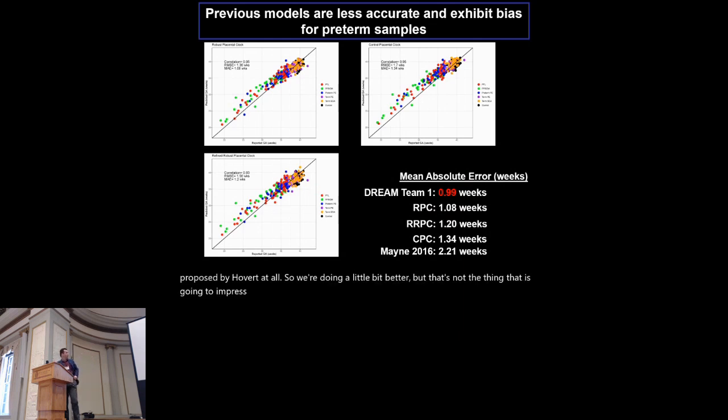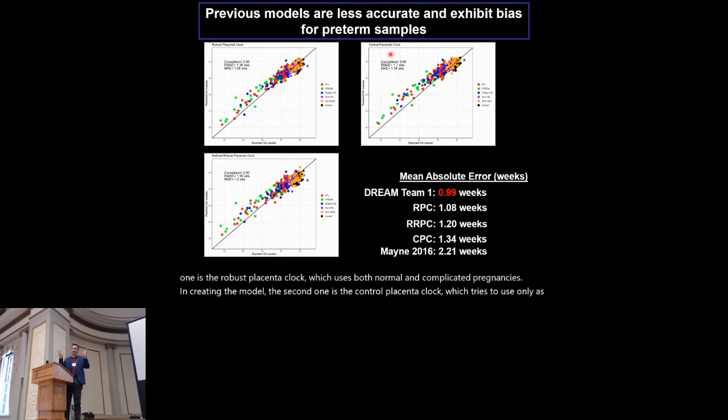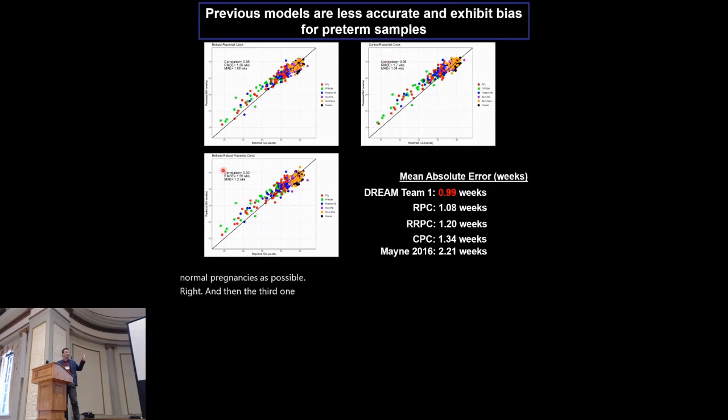I think the first thing to notice, looking at these existing 3 clocks, the first one is the robust placenta clock, which uses both normal and complicated pregnancies in creating the model. The second one is the control placenta clock, which tries to use only as normal pregnancies as possible, right? And then the third one is a refined placental clock.